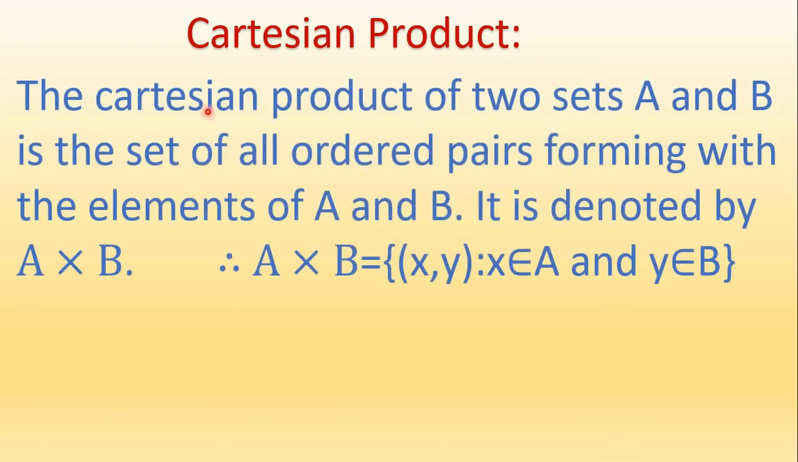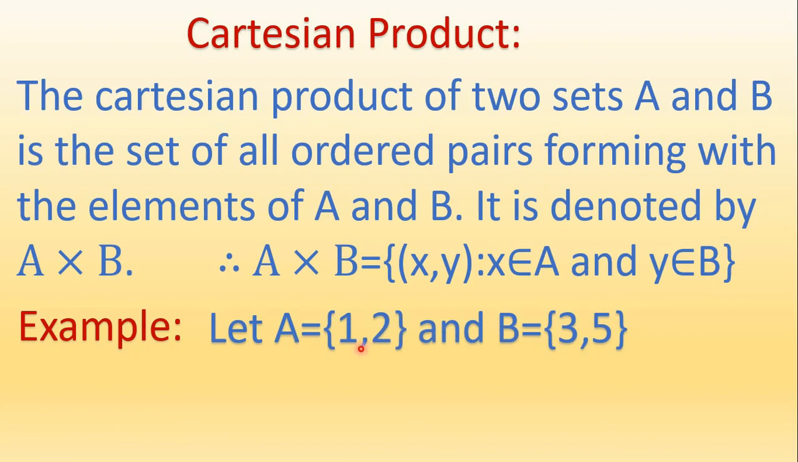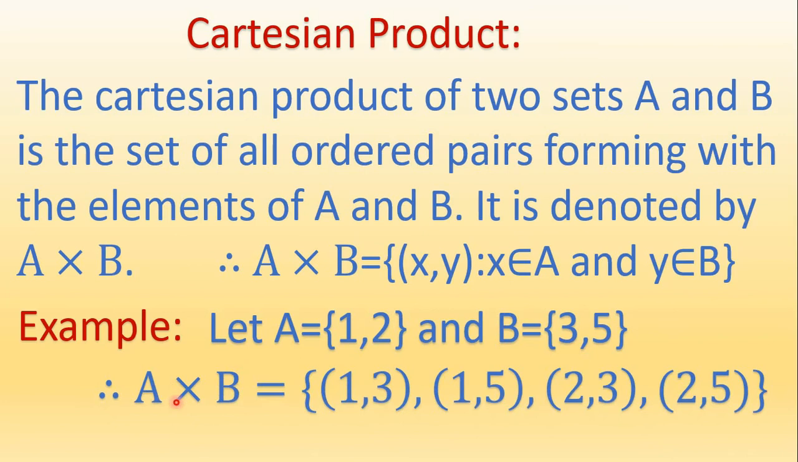Dear students, we will now discuss the Cartesian product. The Cartesian product of two sets A and B is the set of all ordered pairs formed with the elements of A and B. It is denoted by A cross B. So A cross B is equal to {(x, y) such that x belongs to A and y belongs to B}. For example, let A equal {1, 2} and B equal {3, 5}. So A Cartesian product B is equal to {(1, 3), (1, 5), (2, 3), (2, 5)}.